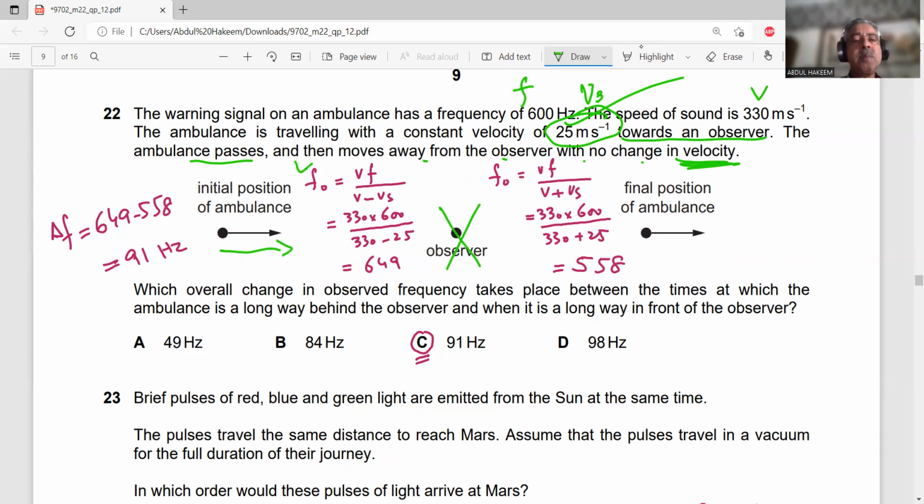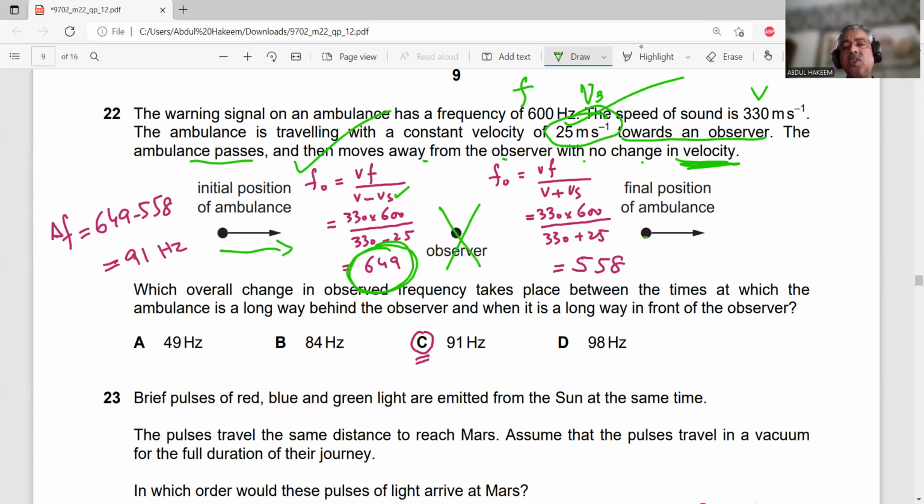For moving towards the observer, this is the observed frequency formula: f0 is equal to v f, the speed of sound times the actual frequency, divided by v minus vs, the speed of sound minus the speed of the source, meaning the ambulance speed. So 330 times 600 divided by 330 minus 25. So 649 is the observed frequency by this observer when the ambulance is moving towards him.